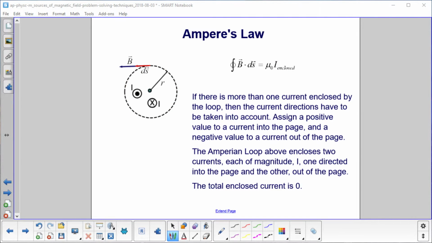If there is more than one current enclosed by the loop, then the current directions have to be taken into account. We will assign a positive value to a current into the page. That's shown right over here. There's one current-carrying wire. And a negative value to a current out of the page. So we have two currents there, each of magnitude I, one into the page, one out of the page. Their sum will be 0, so the total enclosed current in that case is 0.